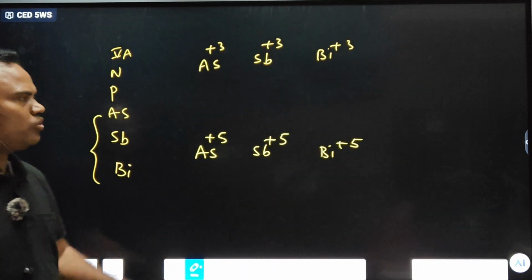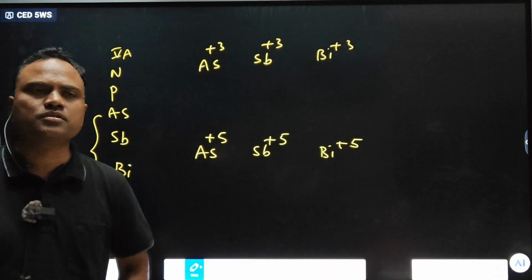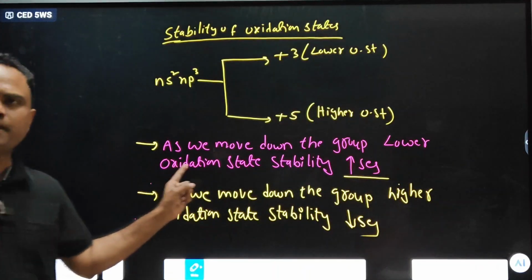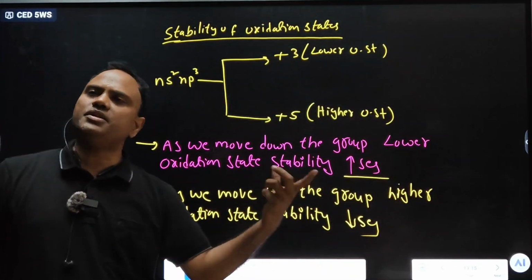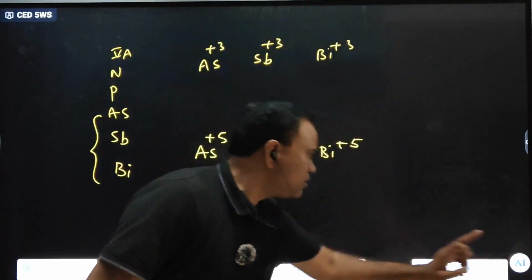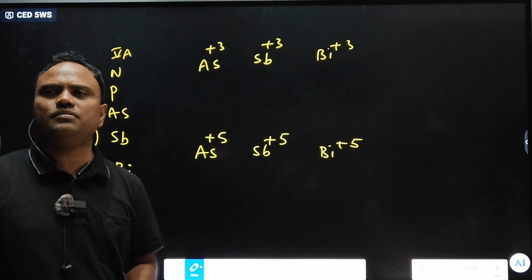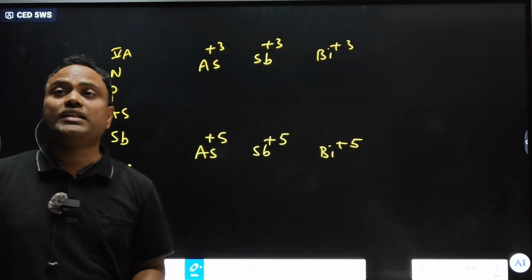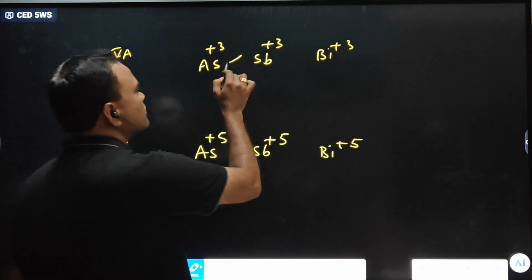Now you tell, what happens as we move down the group? What happens to the stability of oxidation states? Increases or decreases? Lower oxidation state stability increases. Higher oxidation state stability decreases. Means you tell me which symbol I have to keep here, less than or greater than? Greater than. First one, less than or greater than? Less than.